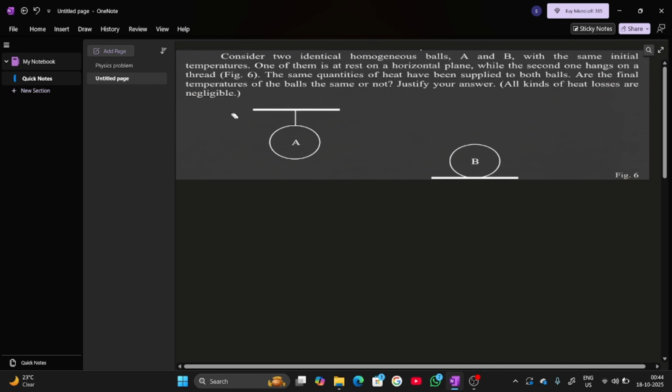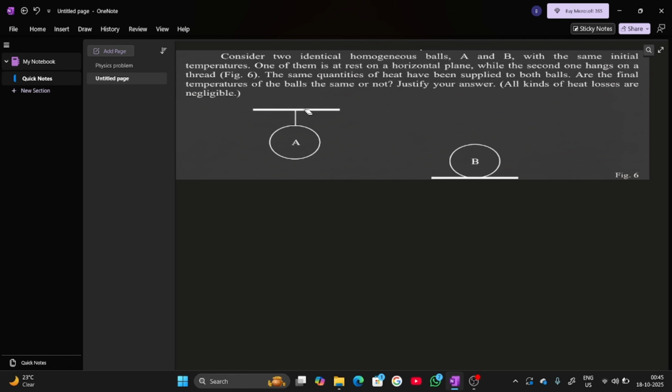So here is the problem. Consider two identical homogeneous balls A and B, with the same initial temperatures. One of them, B, is at rest on a horizontal plane, while the second one, A, hangs on a thread. The same quantities of heat have been supplied to both balls. Are the final temperatures of the balls the same or not?